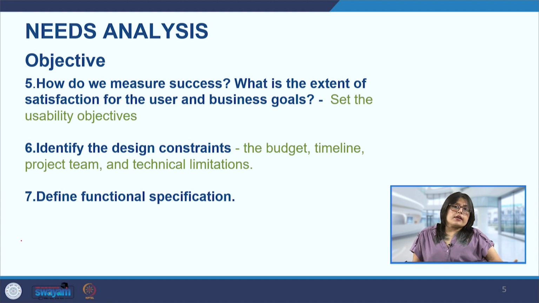So the next is the efficiency. How quickly is the user able to achieve the final output that they are looking for, which in this case is the delivery app where they are placing the order.